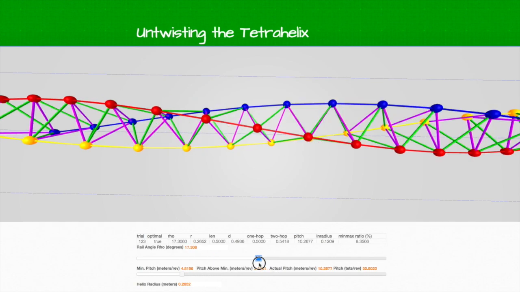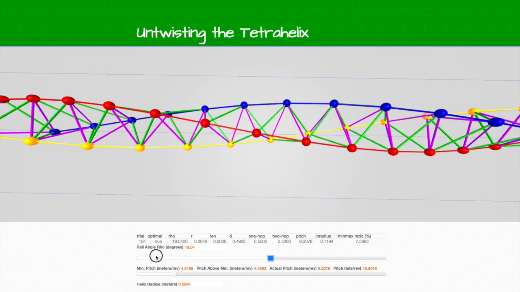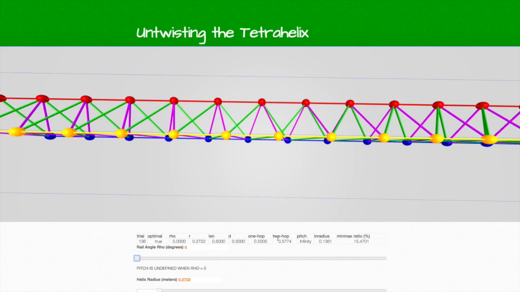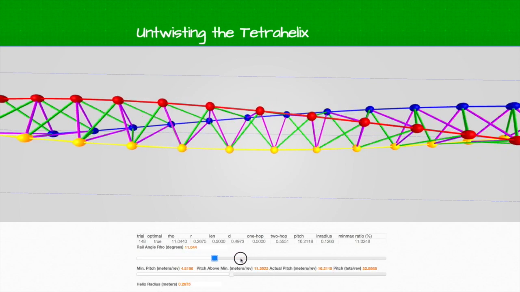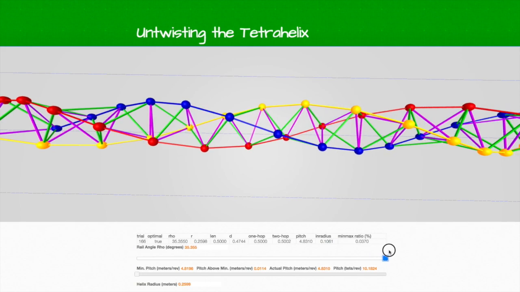So even when it's completely untwisted, as it is here, the one-hop edges do not change, and the rail edges are always the same length, in this case half a meter. But we can change the two-hop length, and by changing only that, we can move through all of these twistings.